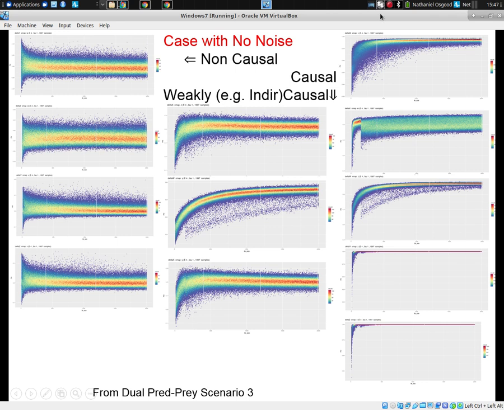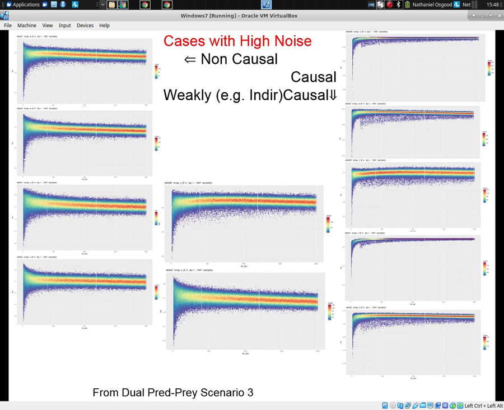So here you could see very strong evidence of causal linkage. Y is driving X. Here, Y is driving X, but it's driving it weakly or indirectly, like through Z. Y drives X and Y drives Z and Z drives X, for example. Here, basically, non-causal connection, okay?